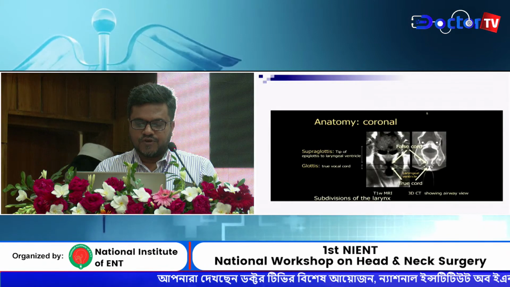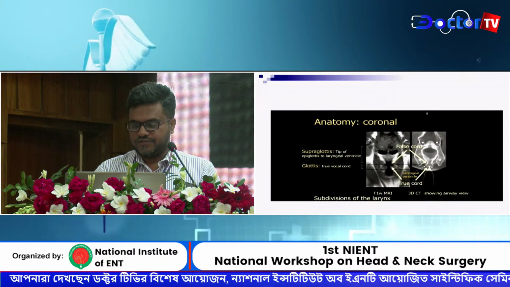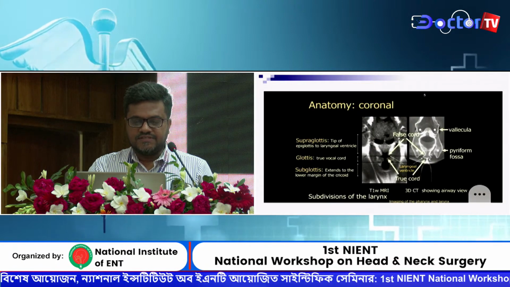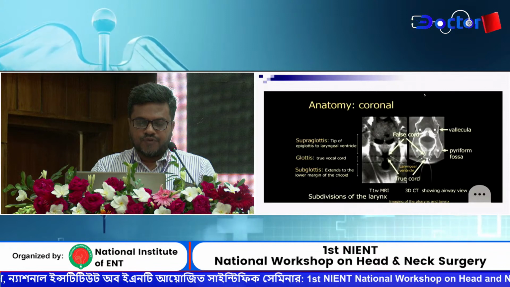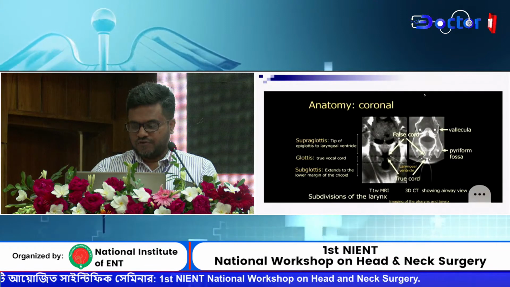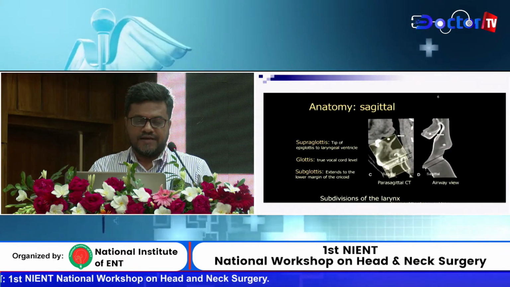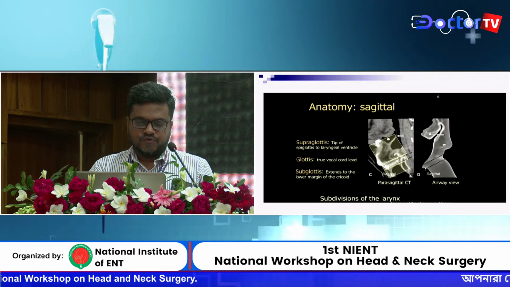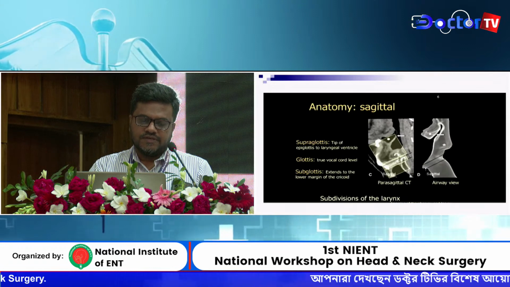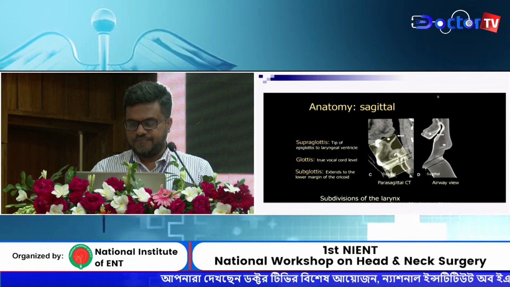Above the false vocal fold is supraglottis, this is glottis, and below the area is subglottis. Same image: the supraglottis, glottis, and subglottis. Below the true vocal fold is subglottis. And same image, sagittal view. Here we identify the hyoid bone and draw a line perpendicular to the horizontal part of the hyoid bone. Above is the supraglottis, the true vocal fold area is glottis, and below is subglottis.